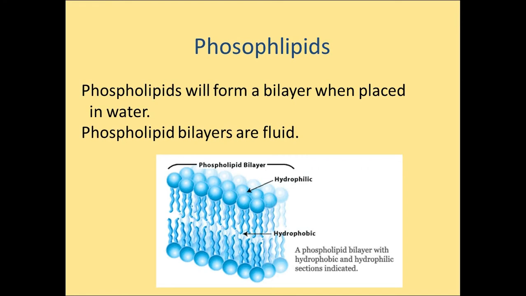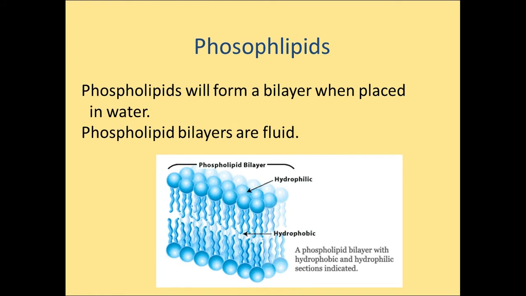A phospholipid has a phosphate on the outside that's represented by the blue spheres in the picture, and lipids on the inside, that's the strings. Phosphates are polar and hydrophilic. Lipids are nonpolar and hydrophobic. This is important in the formation of the layer and the bilayer.